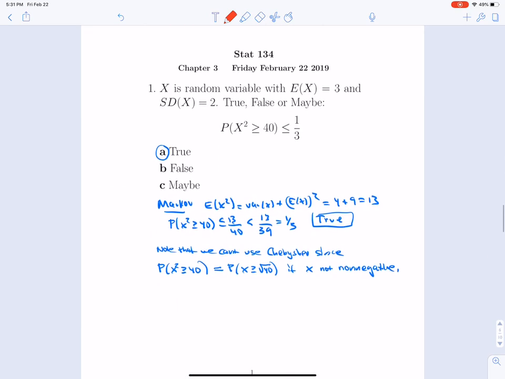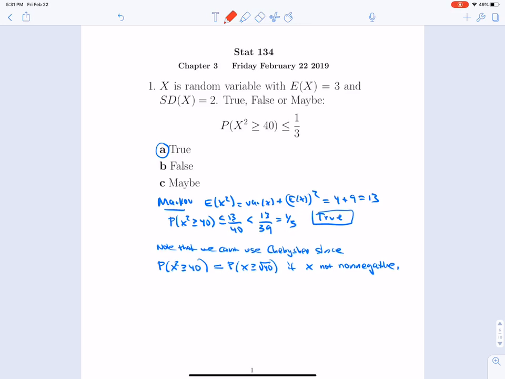We did a concept test. X is a random variable with expectation of x is 3 and SD of x is 2. True, false, or maybe: the probability that x squared is greater than or equal to 40 is less than or equal to 1/3. So we can apply Markov here once you realize that we know the expectation of x squared is 13. And so by Markov, we get that it is less than or equal to 1/3.